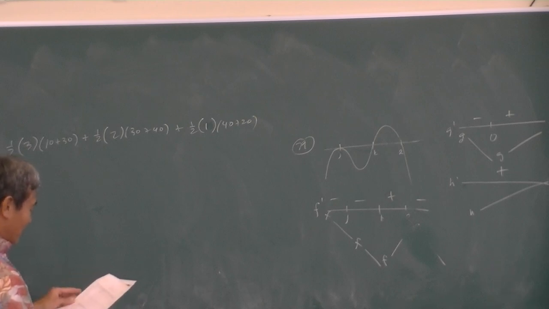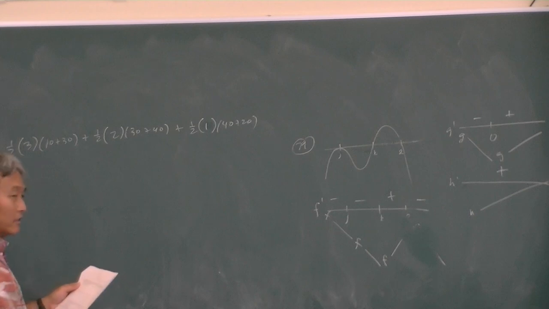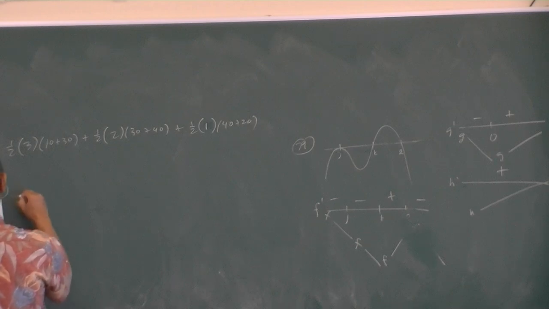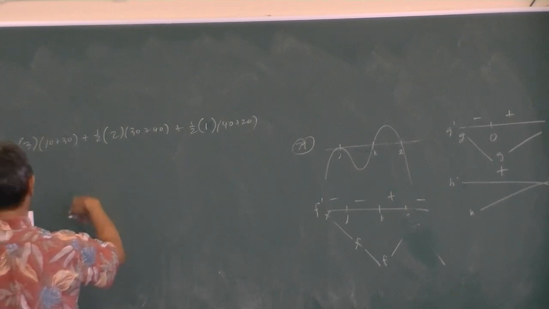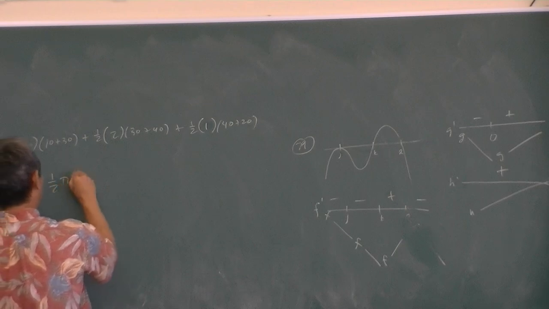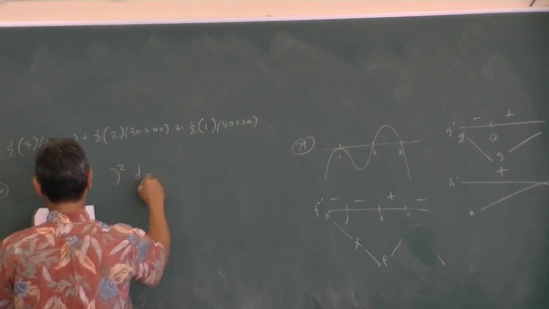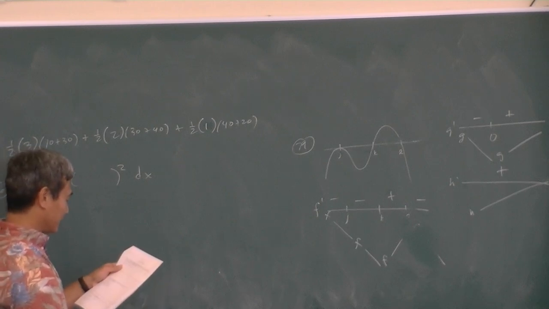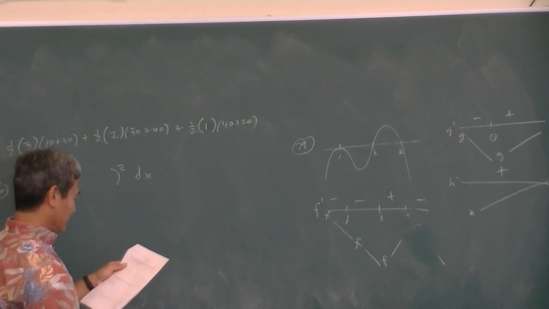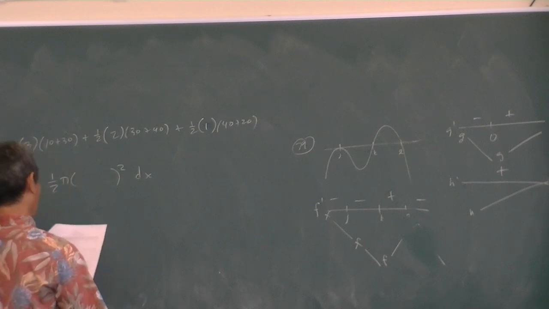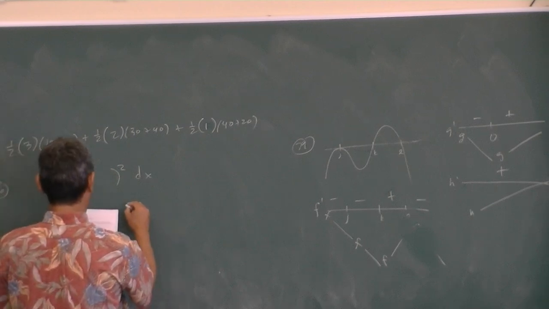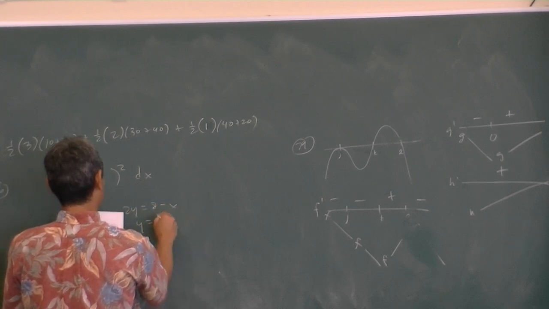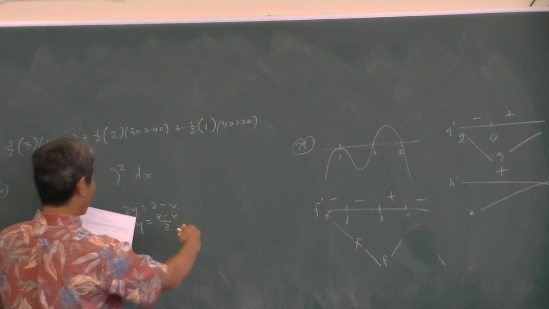86. Cross sections. Okay, what integral did we write? The base. Cross sections are semicircles. So 1/2 pi r squared dx, right? Okay, what is the radius of this semicircle? First thing you've got to do is solve for y, right? 2y equals 8 minus x. Y equals 8 minus x over 2. That's the equation of that line.